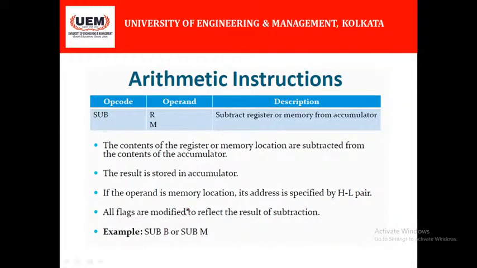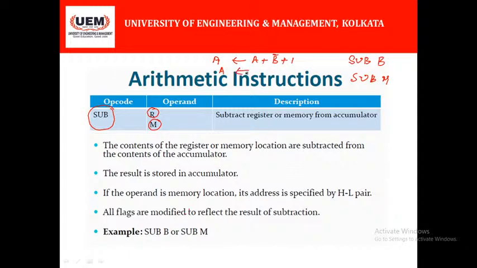Next is the SUB instruction. In case of the SUB instruction, SUB is written in the opcode section and either R or M is written in the operand section. That means we can use either SUB B or SUB M. In case of SUB B, the value of the accumulator and the B register are subtracted and the result, or difference, of the subtraction is stored in A. The subtraction is done in the form of 2's complement, so B bar plus 1.